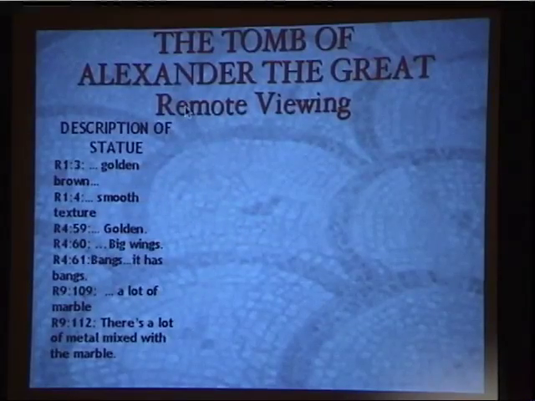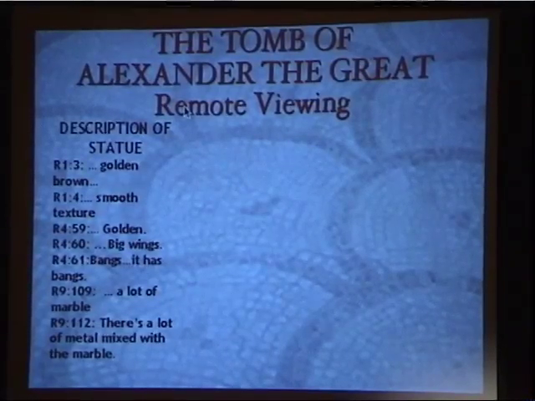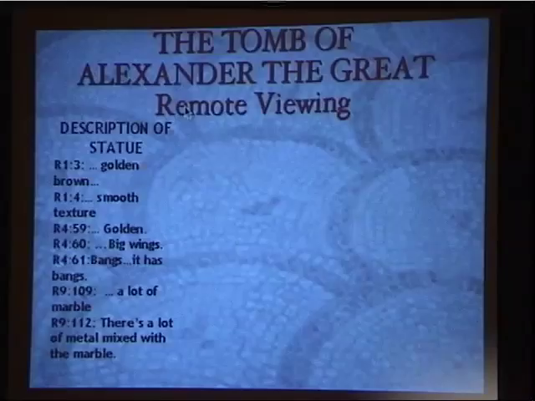So here we're looking for this statue. We're going to look for the soma. Well, what do we look for? We know that we're on the right track because the cistern has turned up, but we're looking for a golden brown, smooth textured, golden big wings, bangs, lots of marble, but metal mixed with the marble. It's outside. There's a lot of cars around it because people can smell the automobiles and the noise. One of them even drew a picture.